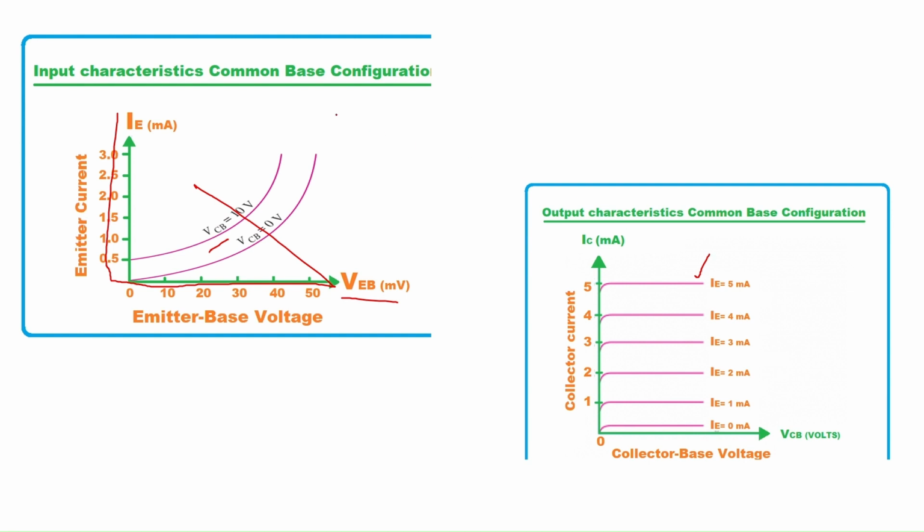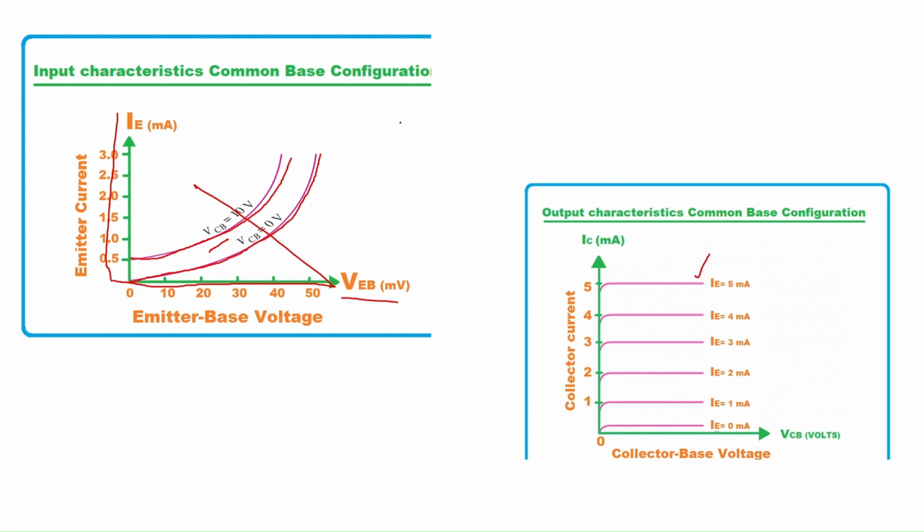Let us consider the input characteristics of common base configuration. First, the value of VCB is kept constant at 0 volt. Then VEB will be changed from 0 to 50 millivolt, and the corresponding value of IE will be noted, and this value forms this arc. Then VCB will be changed to 10 volt, and VEB will be increased from 0 to 50 millivolt, and the corresponding IE will be noted, and that value is plotted to obtain this arc. This is how we get the input characteristics of common base configuration.